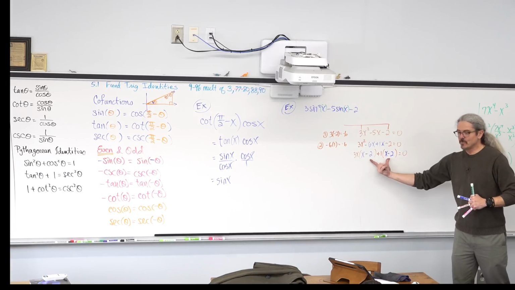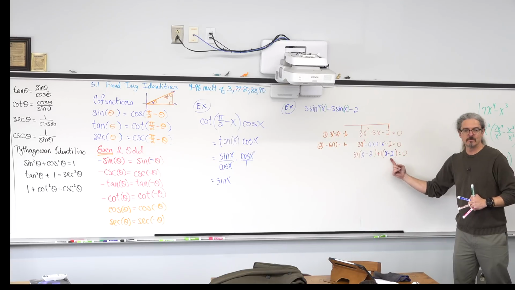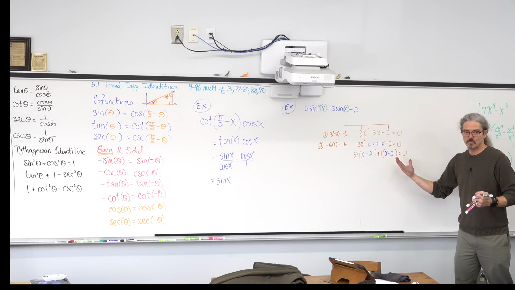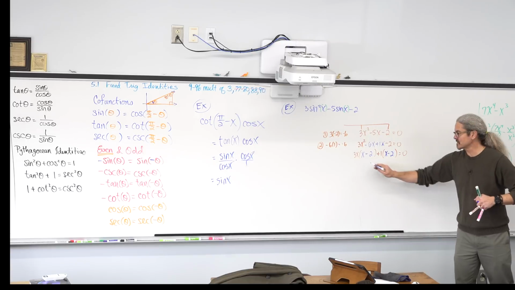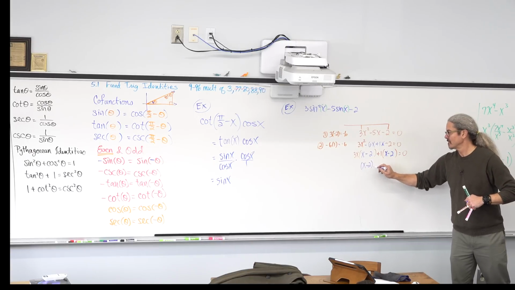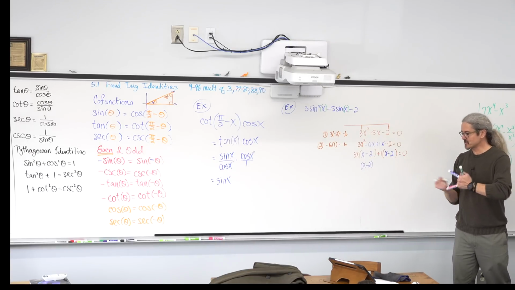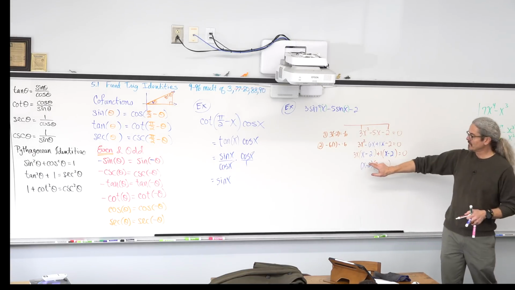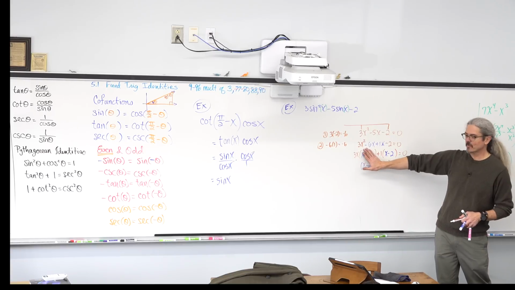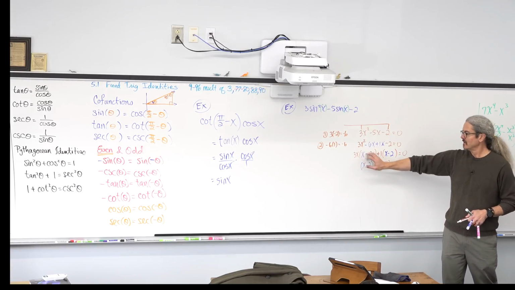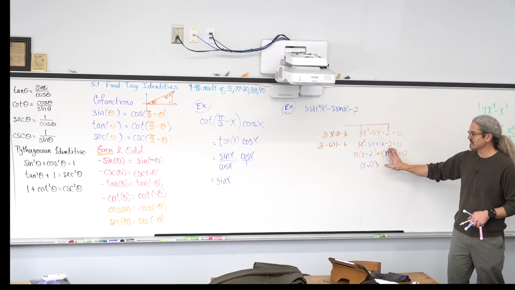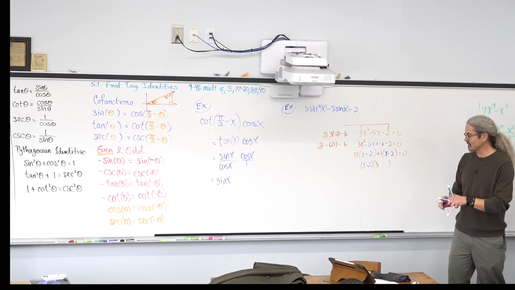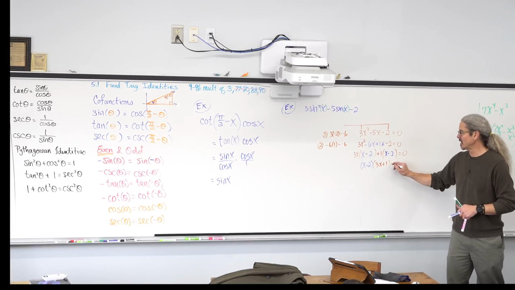Now you've got two terms that both have a common factor of x minus 2. So what can you factor out? X minus 2. So you have x minus 2 times what? Your x minus 2 is coming out of the first term. What's left? 3x. And your x minus 2 is coming out of the second term. What's left? 1. Okay, so you have 3x plus 1.